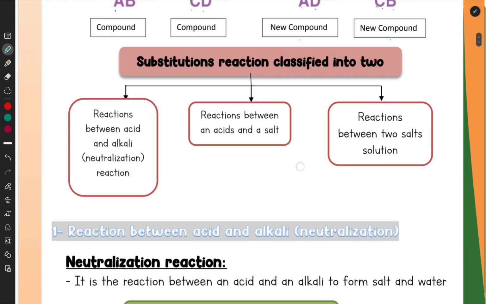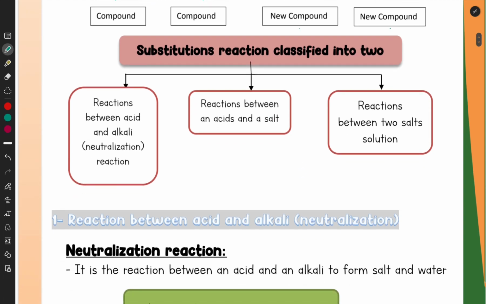Substitution reactions are classified into 2 main parts. A reaction between acid and alkali is called neutralization. Acid plus alkali will produce salt plus water. This is a very important reaction. This is called the neutralization reaction.